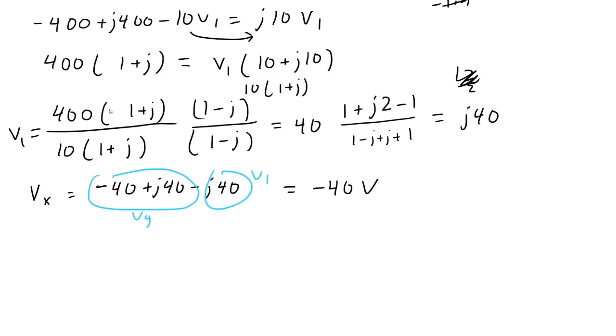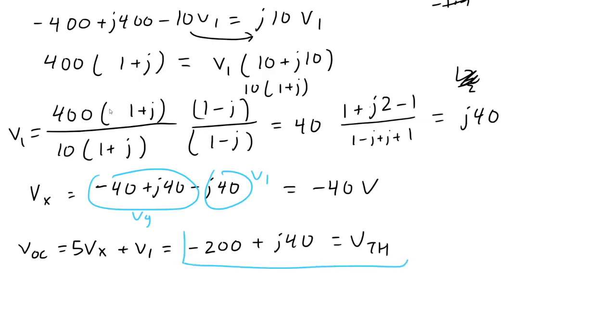Which means if we use a dependent source to the open circuit, it's going to be 5 times Vx plus V1, which means 5 times 40 is minus 200, plus V1, which we know is j40. Okay, so that means that V Thevenin is minus 200 plus j40 volts.